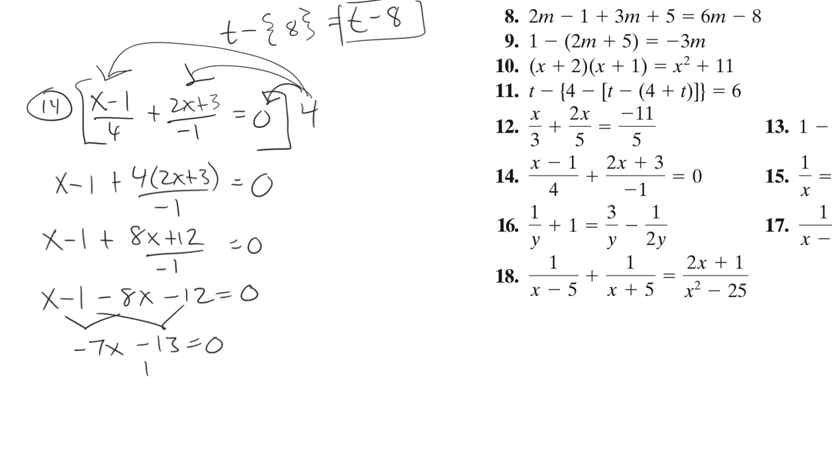And then here comes the easy part. Negative 7x equals 13. So x has to be negative 13 sevenths. Okay, not so bad. 14. 18 looks kind of fun.